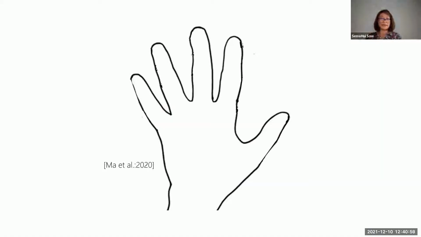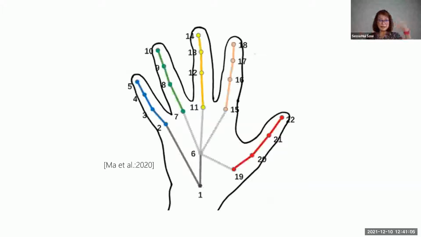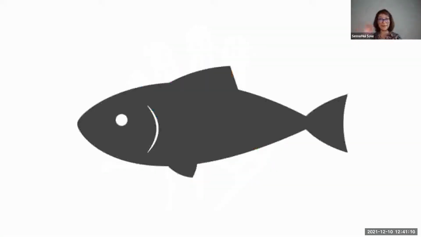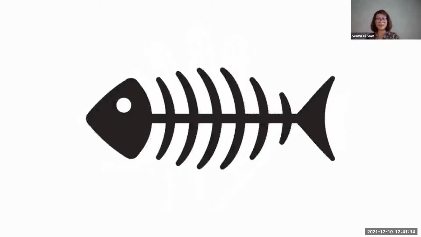Now, please take a look at this hand. I extracted this from a paper, and the lines, as you can see here, are the skeletons of the hand. One example. Another picture. This is a fish. And I'm sure you know, right? If you're not a vegetarian, you know there are bones in a fish, and these bones are actually the skeletons. The important skeleton for this fish.